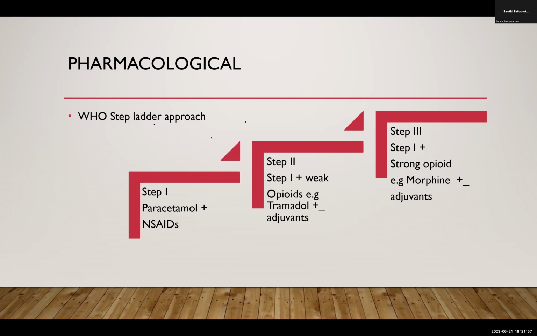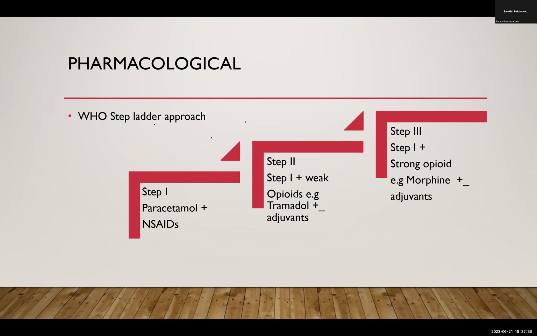It's available as both. And you can also use plus or minus adjuvants. So adjuvants are drugs which potentiate the pain relief through acting through other pain mechanisms, or they have their own way of action. For example, steroid is an adjuvant which will reduce the inflammation. By reducing the inflammation, it relieves pain. So these are all called adjuvants. So step 2, we have to use step 1 plus one of the weak opioids plus or minus adjuvants.